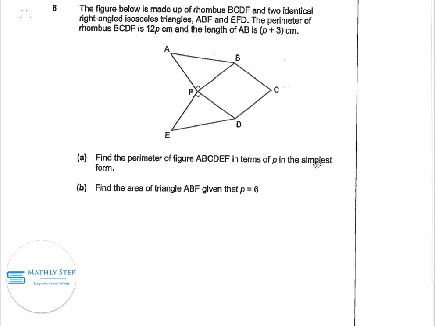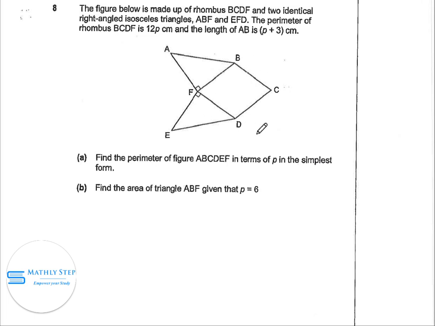Question 8. The figure below is made up of a rhombus BCDF and two identical right-angled isosceles triangles ABF and EFD. The perimeter of rhombus BCDF is 12P cm and the length of AB is P plus 3 cm. A. Find the perimeter of the figure in terms of P in the simplest form. B. Find the area of triangle ABF given that P equals 6.